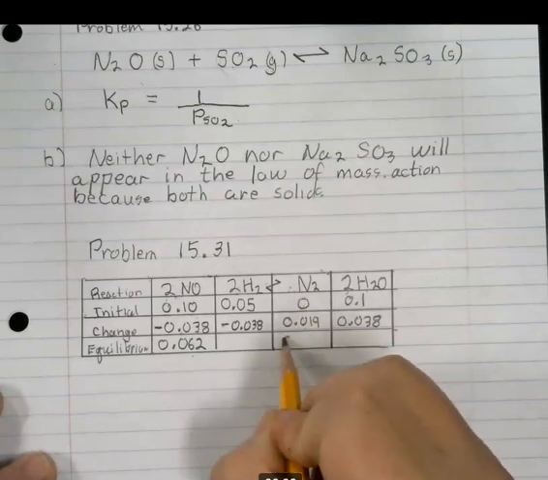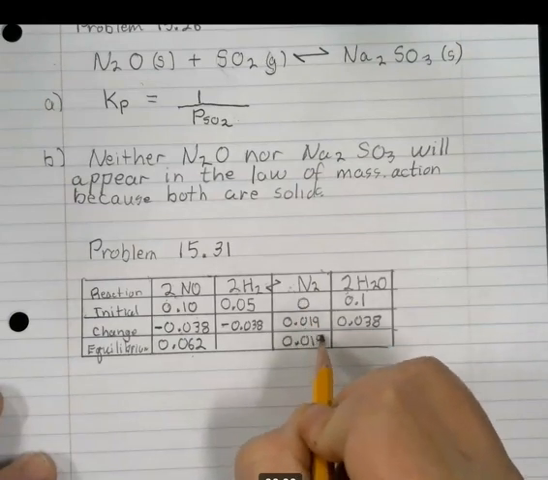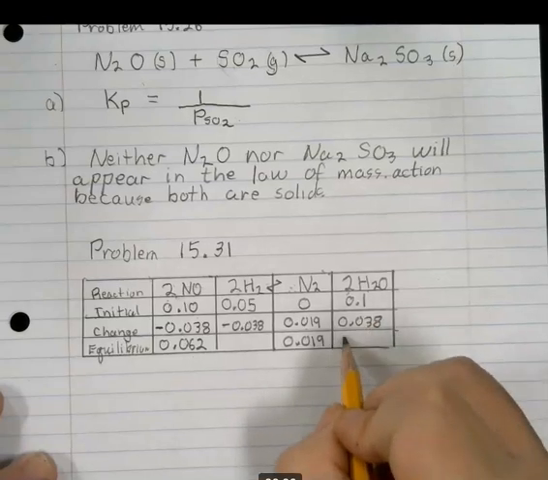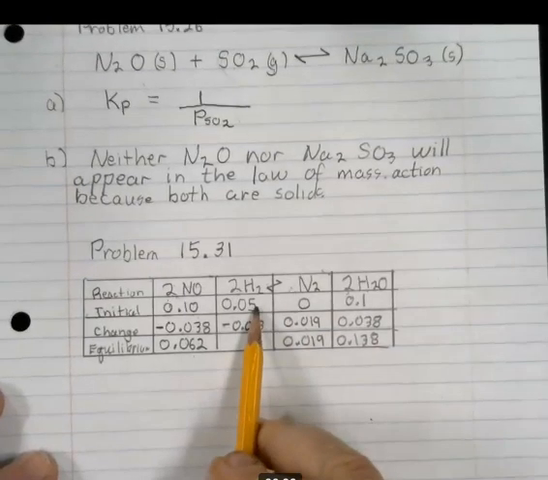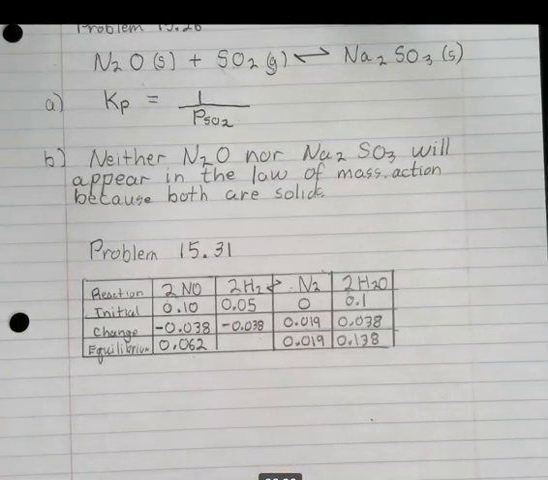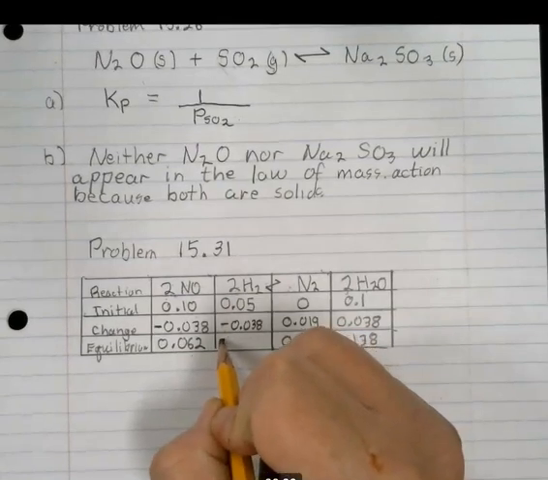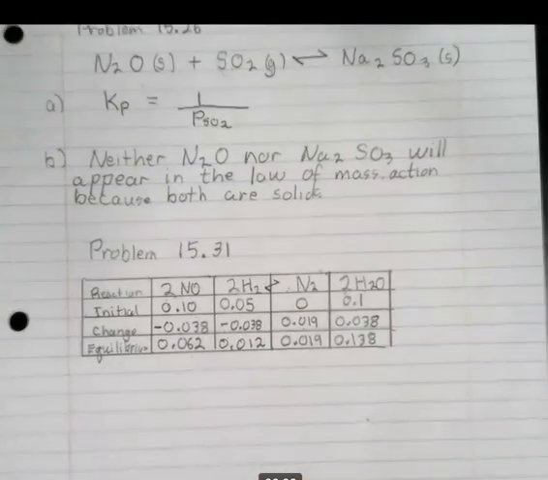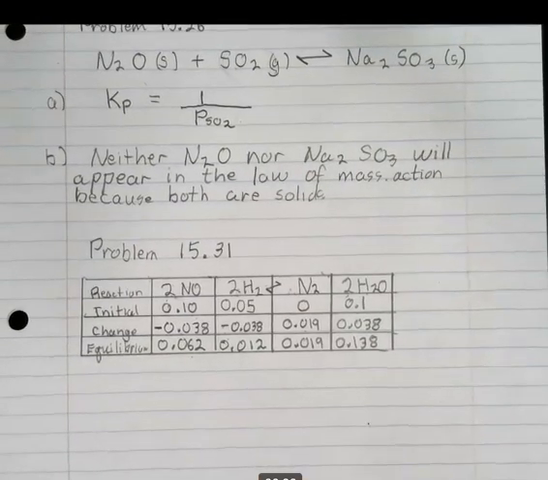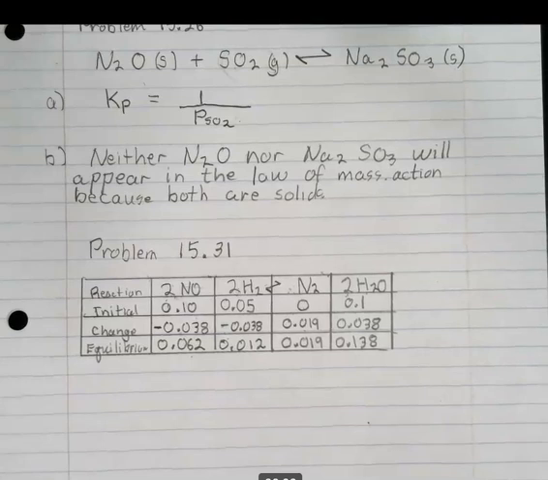So you add this and you get 0.019 here. You add this and you get 0.138 there. And then you have to do a subtraction over here. And that's going to give us, pretty sure it's going to be 1,2. Okay. Good. So we filled in our ice table.